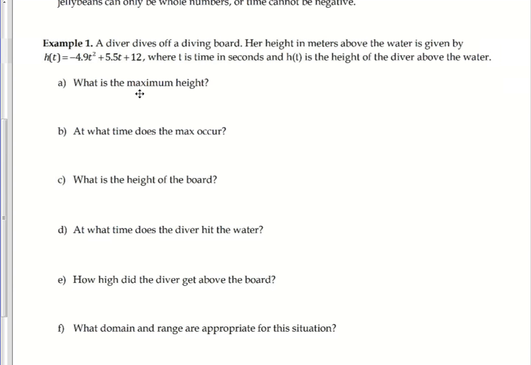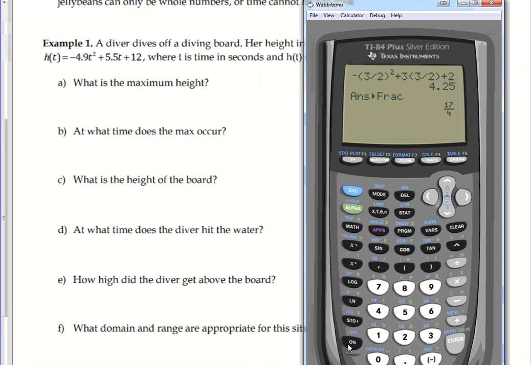Her height in meters above the water is given by an equation. There are decimals in it, so I know I'm just going to have to punch this into my calculator. That's my first step. Let's punch it in. And then we're going to have to play with our windows, and that's always fun. Everyone's favorite thing to do.